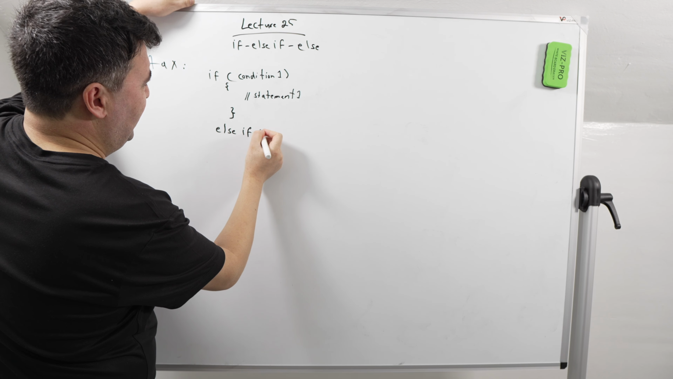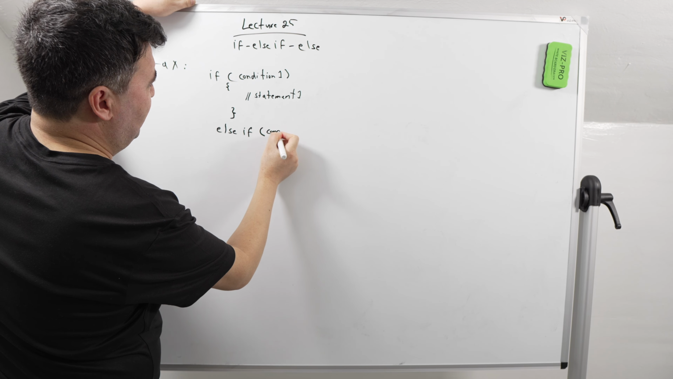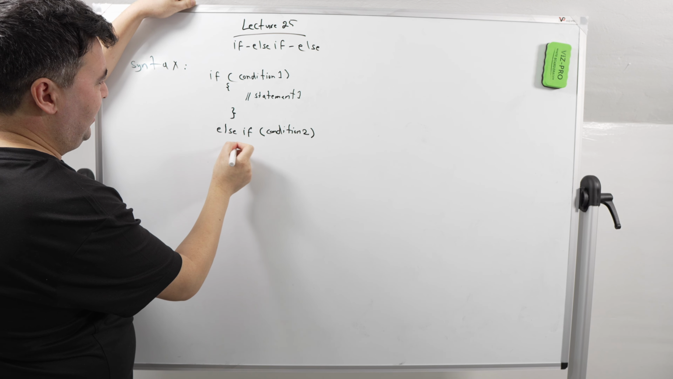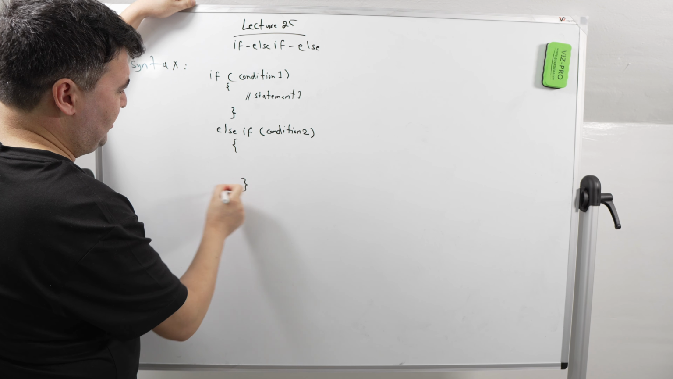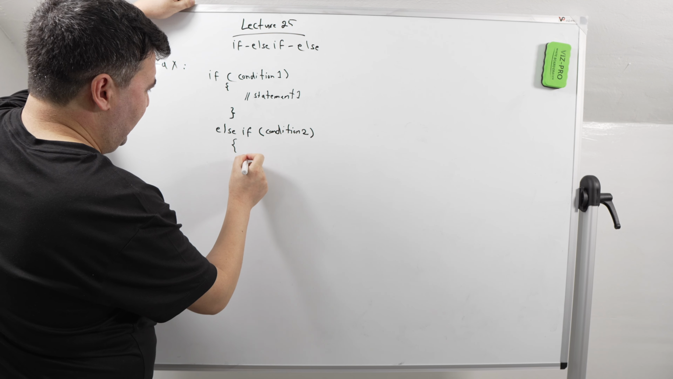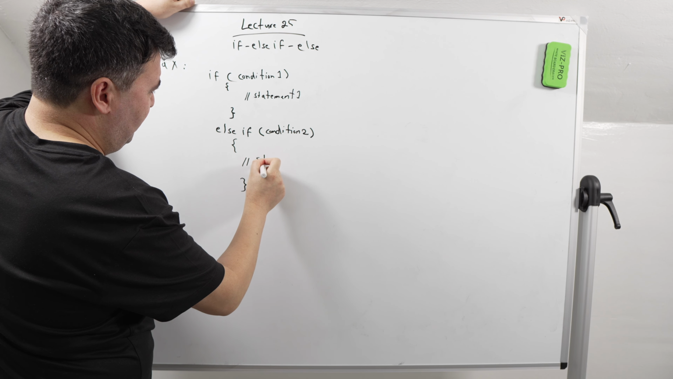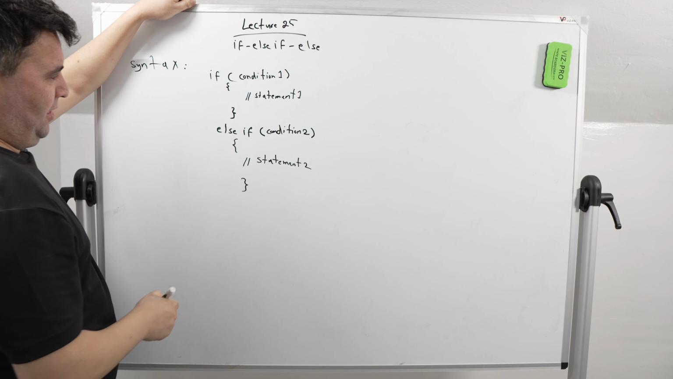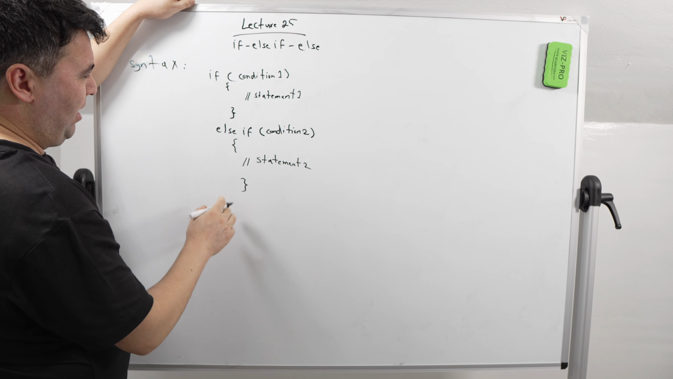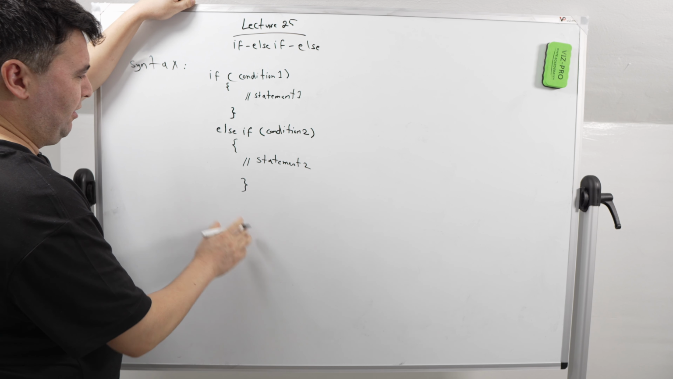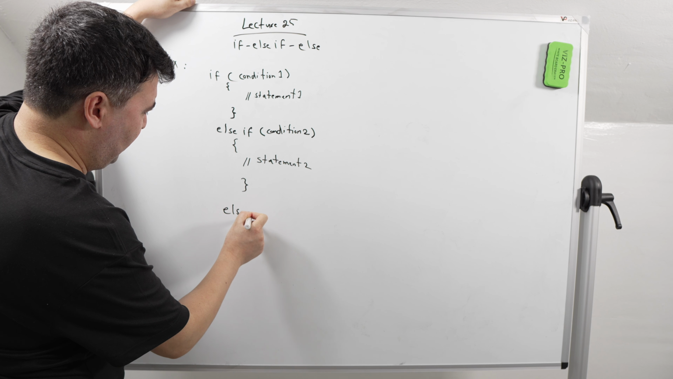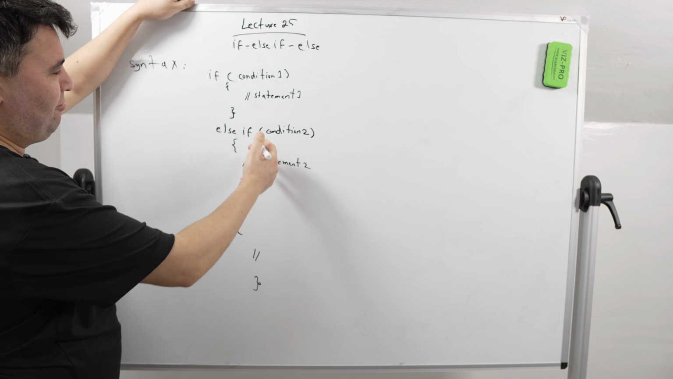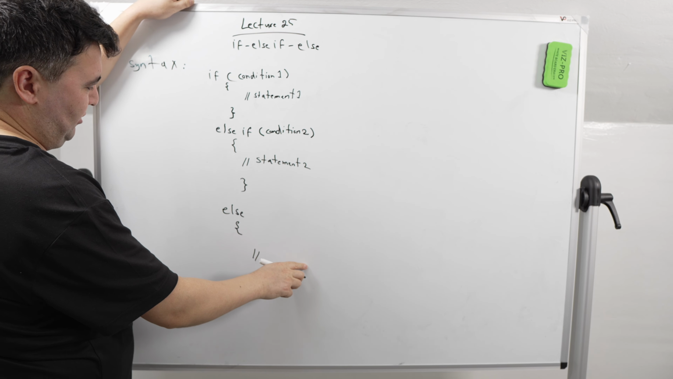Then if we have another condition, we use else if to check another condition. Inside parentheses we check condition 2, then open and close the curly braces, and put statement 2. If we have another condition, we can use else if again and put another condition. At the end, we have the else part. If none of the above conditions is true, the else part will be executed.